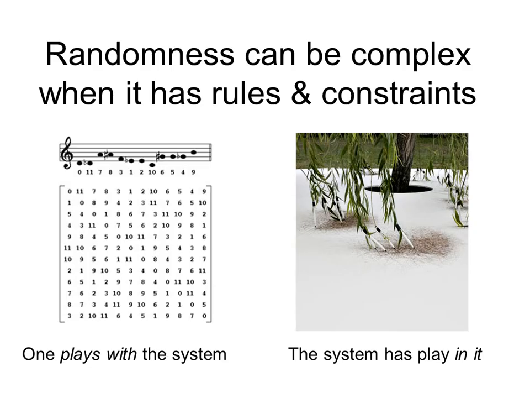Serialism is the one on the left here. There's this idea that randomness can be complex when it has rules and constraints. So when we start to say what it can do and what it can't do, and what we like and what we don't like, then we can get some really interesting, poetic kinds of things.